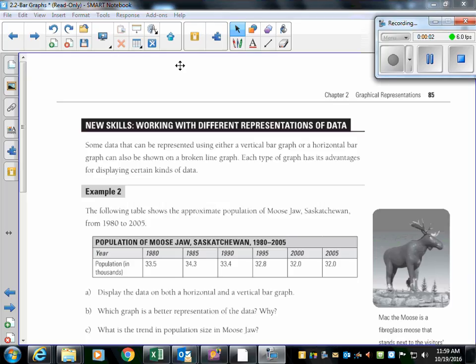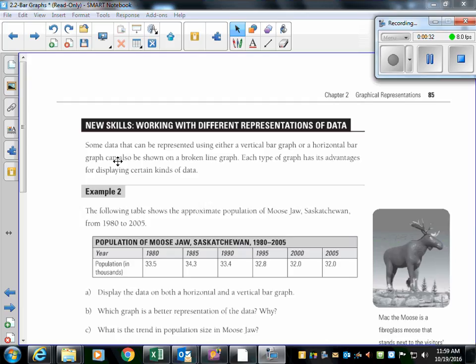So now we're working on 2.2 Part B. We're going to look at working with different representations of data. Some data can be represented using either vertical bar graphs or horizontal bar graphs, just like I had shown you, as well as we can make them on a broken line graph. Each type of graph has its advantages for displaying certain kinds of data. Some are easier to look at than others, and it just depends on the type of data you're looking at.